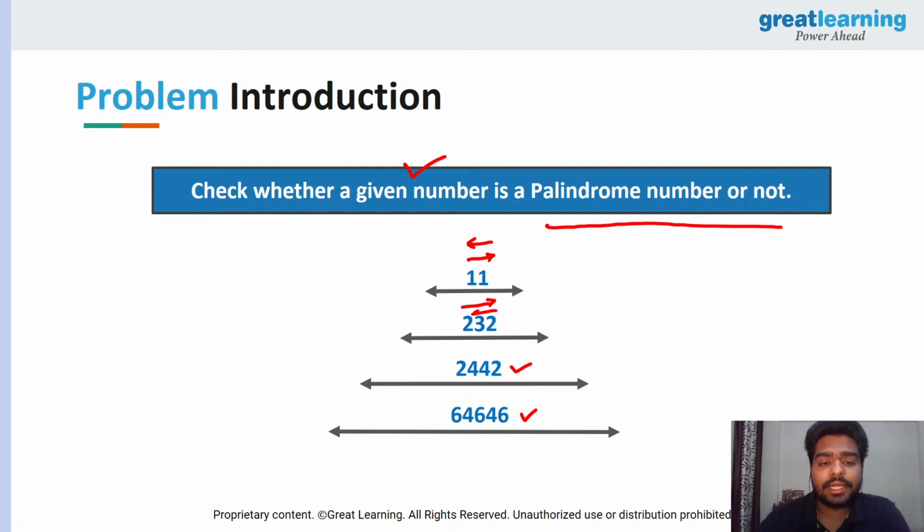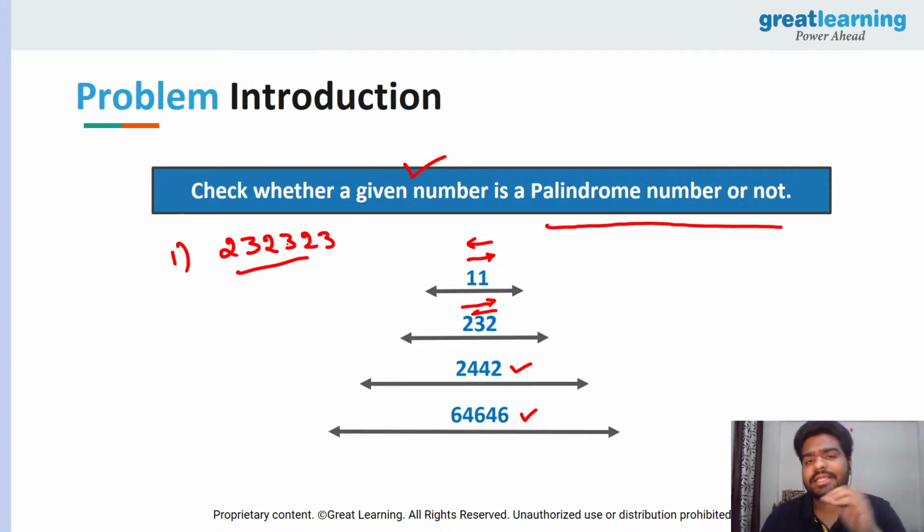Correct? Now, let me give you one example. And you tell me whether this number is palindrome or not. Let's say I'm giving a number of 232323. Quickly, guys, tell me this number is palindrome or not in the comment section. Just write yes or no, that's it. Please write yes or no.